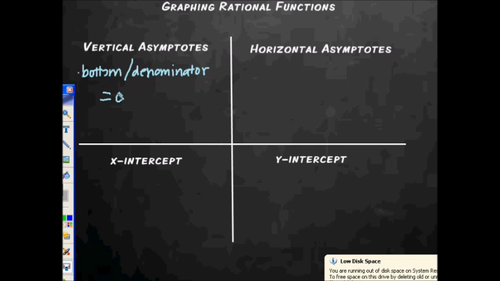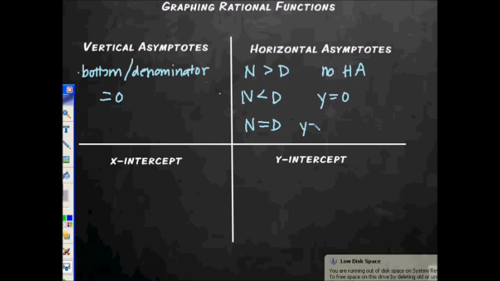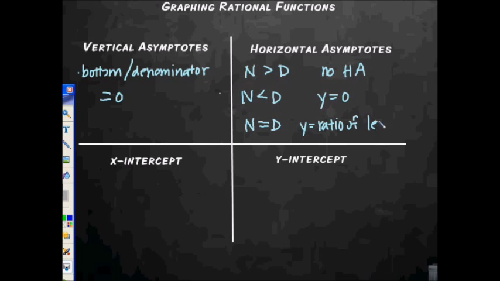Horizontal asymptotes you should have talked about in Algebra 2. With horizontal asymptotes, you want to look at the degree in your numerator versus the degree in your denominator. If the degree in your numerator is greater than the degree in your denominator, then you have no horizontal asymptotes. If your numerator degree is less than your denominator degree, then your horizontal asymptote is always y equals 0. And if the numerator degree is equal to the denominator degree, then your horizontal asymptote is y equals the ratio of your leading coefficients.